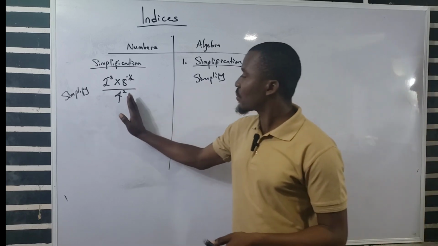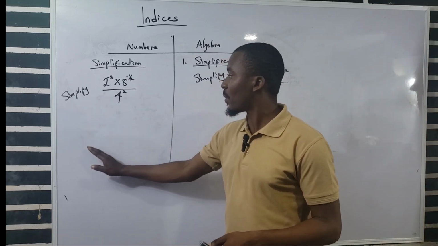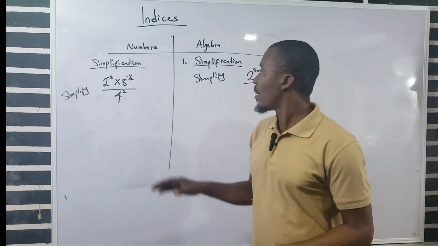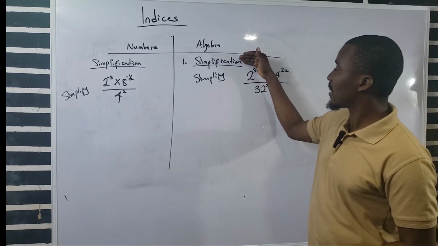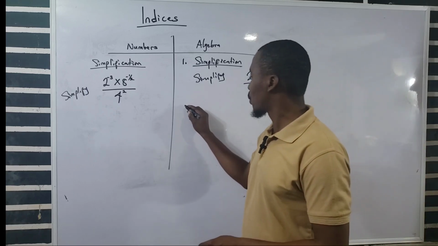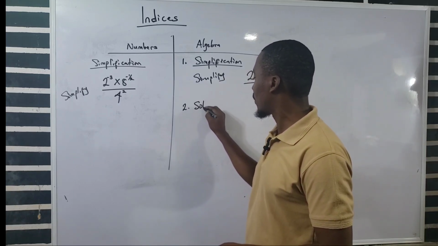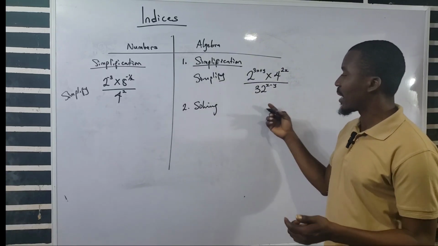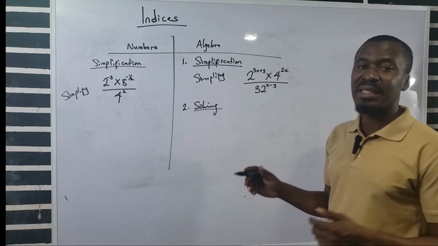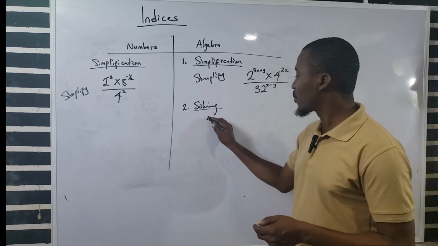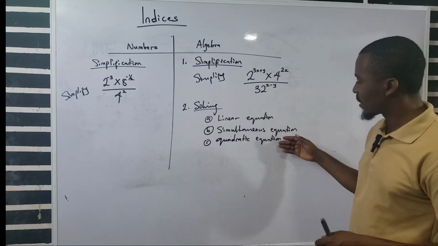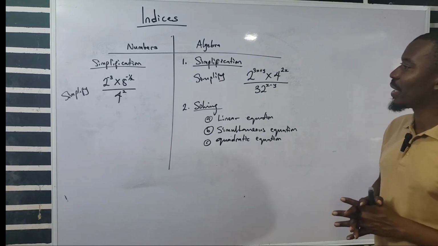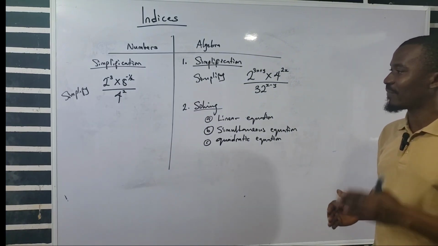So when it comes to question type, this is the only type of question we can have in indices on numbers. We'll just ask you to simplify. But in algebra, we can ask you to simplify, and we can also ask you to solve or evaluate. Okay, so solving or evaluating, we can ask you to do that. When we ask you to solve, it simply means that the question can lead to a linear equation, simultaneous equation, or quadratic equation. Okay, so we are going to take them one after the other.